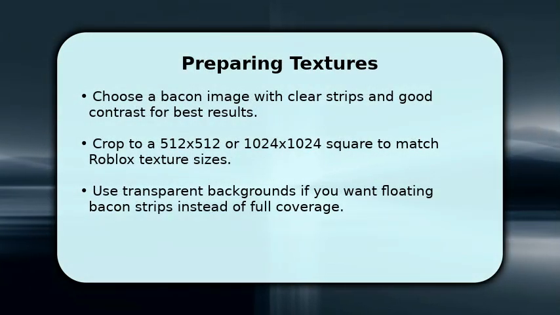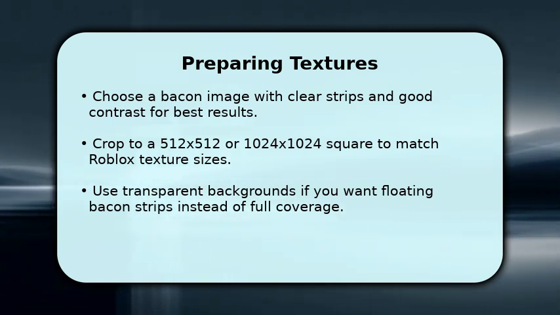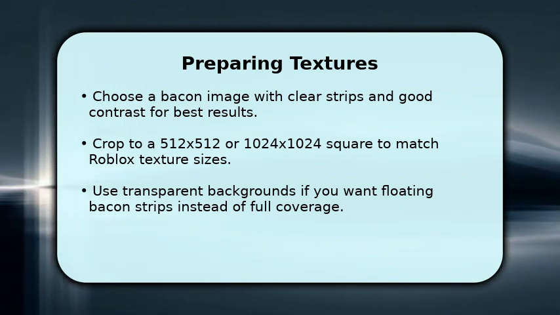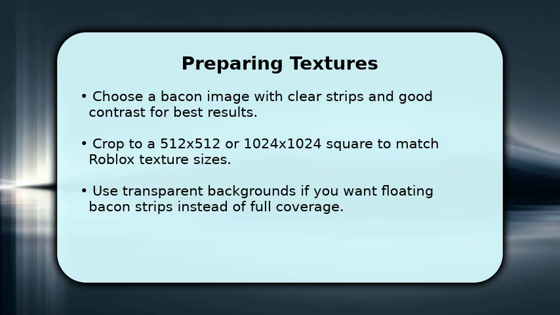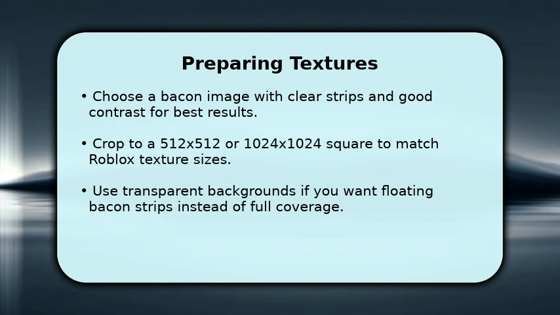Start by selecting a bacon image that reads well at game size, then crop it to Roblox texture dimensions like 512x512 or 1024x1024. Remove background if you prefer strips, and save as PNG to keep transparency. Use a photo editor to adjust brightness, contrast, and saturation so the bacon reads clearly on both torso and legs. Export final files and keep originals backed up for quick edits.